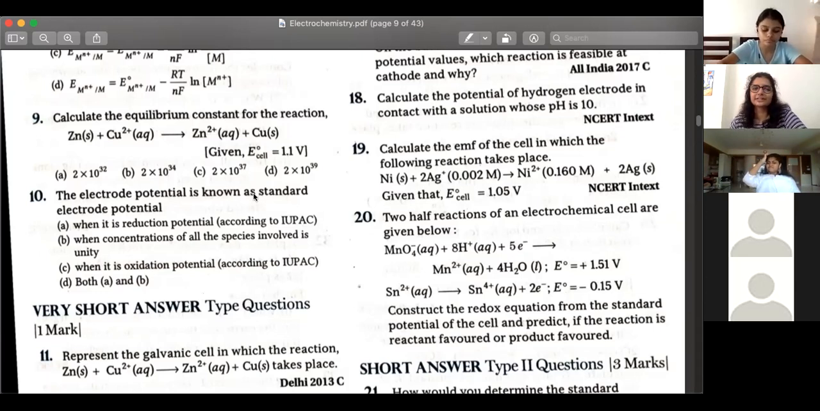Okay, Shantanu has also sent it. Awesome. Direct application formula hai. Just put the values. I'm glad you guys got the value of n correctly. 2 electrons exchanged. Okay.